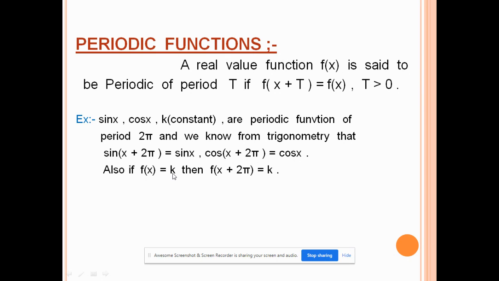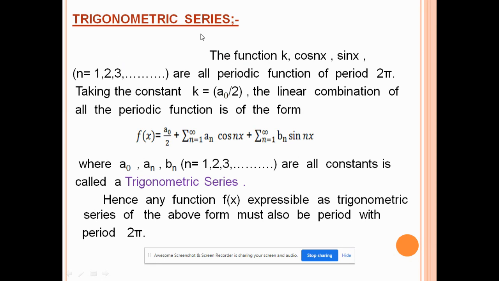Also, if f of x is equal to k, then f of x plus 2 pi is also equal to k. Means if the period T is 2 pi, then sin of x plus 2 pi is sin x and cos of x plus 2 pi is cos x. This is the function.